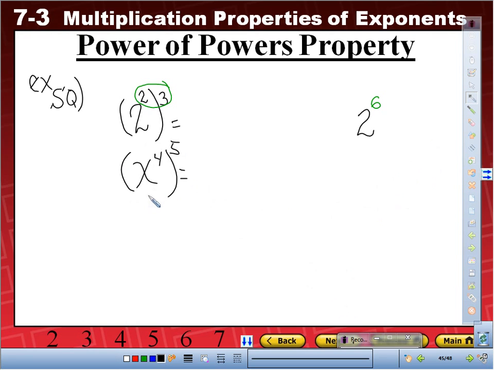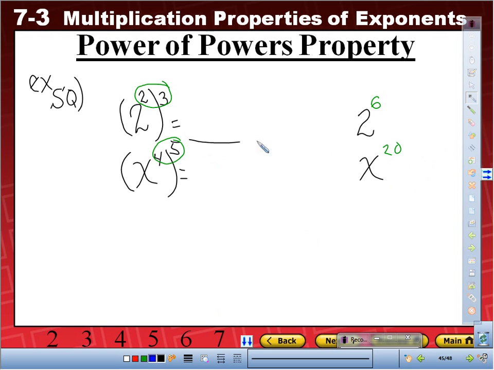Okay, tell your neighbor what you got for the second one. Who got x to the 20th? Okay, so once again, by looking at the exponents, for the first one, 2 and 3, and we got 6, what did we do? We multiplied them, didn't we? How about this one? What is 4 times 5? 20.